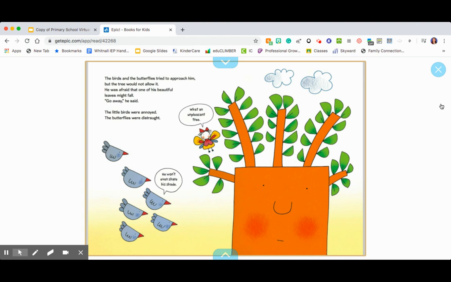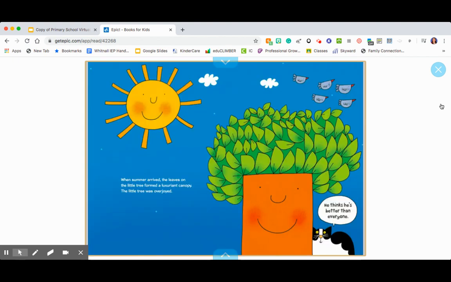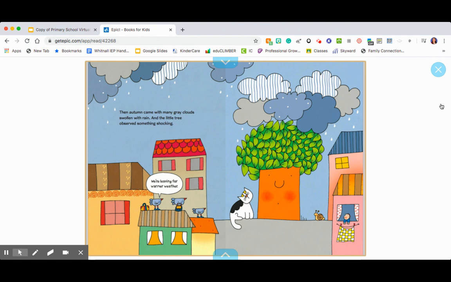Go away, he said. The little birds were annoyed. The butterflies were distraught. What an unpleasant tree. He won't even share his shade. The cats, who, as everyone knows, have the most delicate footsteps, were particularly offended. How rude! When summer arrived, the leaves on the little tree formed a luxuriant canopy. The little tree was overjoyed. He thinks he's better than everyone. Then autumn came with many gray clouds swollen with rain, and the little tree observed something shocking.